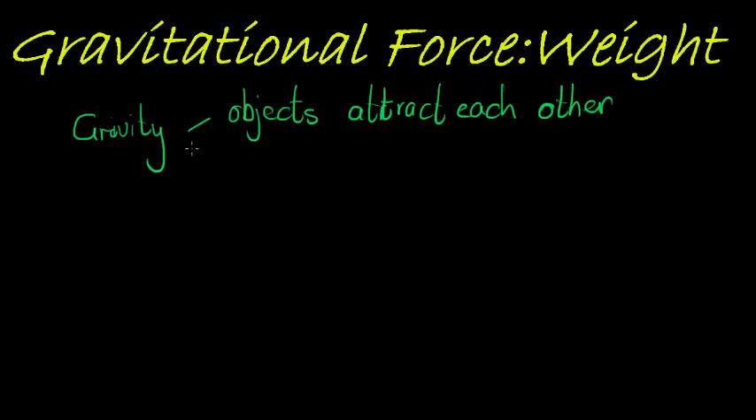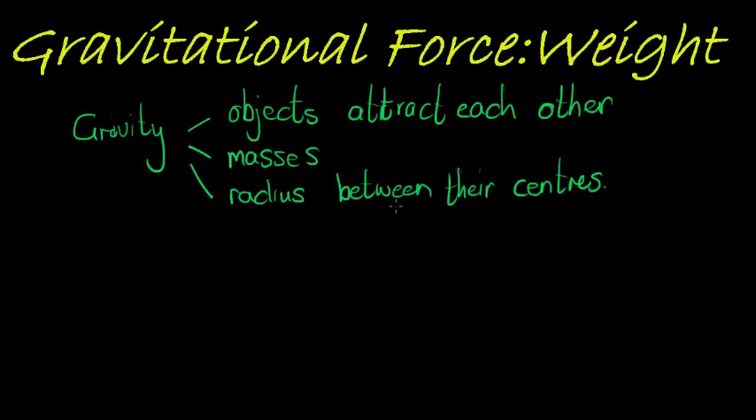Okay, so we've heard about gravitational force now, and that gravity is the natural phenomenon whereby objects attract each other. The attraction is dependent on their individual masses, as well as the radius between their centers. How does the mass and the radius actually influence the force wherewith objects attract each other?